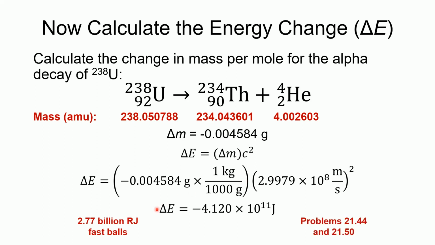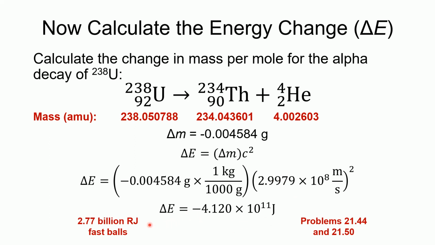So we'll have a delta E that is equal to negative 4.120 times 10 to the negative 11 joules. And you may be wondering, okay, how much is that? I mean, that's 412 billion joules, 412 giga. That's a lot of energy.